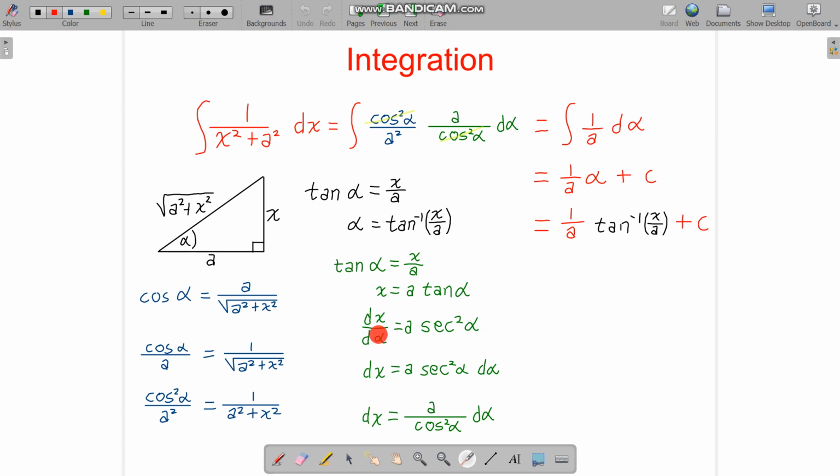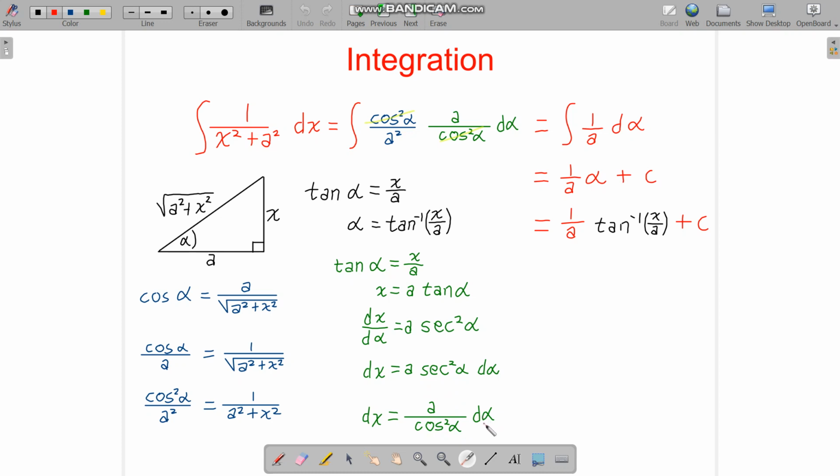The dx d alpha, we differentiate this with respect to alpha, we get secant squared. The dx is therefore a secant squared alpha d alpha. But secant is 1 over cos, so we can say a over cos squared alpha d alpha.